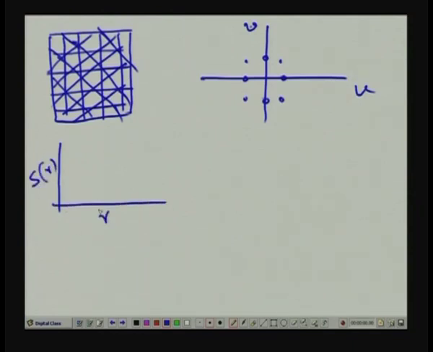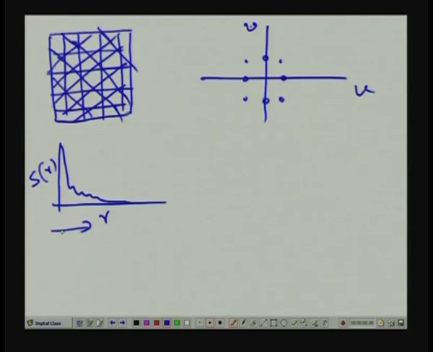with r, a typical pattern of this S r one dimensional function is something like this. So, it says that as we move radially from the center of the spectral plane, we are moving into more and more frequency components. As is quite obvious, in most images we have higher low frequency energy content, whereas lower high frequency energy content. And this is the typical pattern that we get when we plot S r versus r.